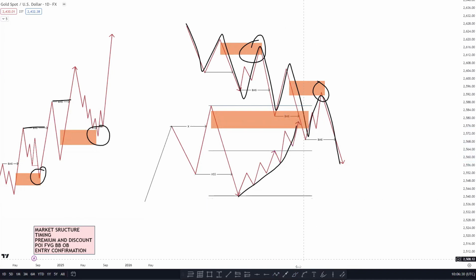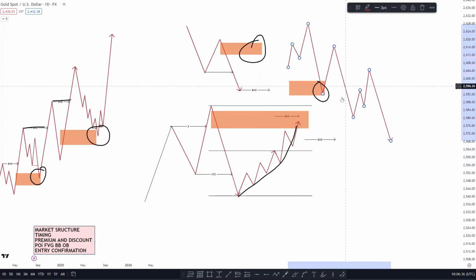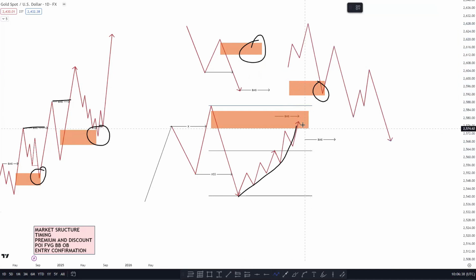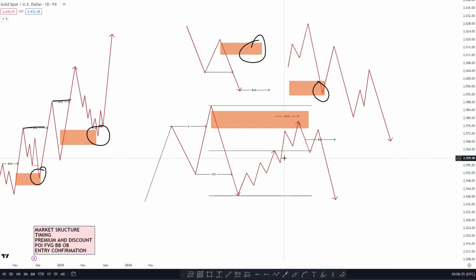We want the smaller time frame to also realign with the higher time frame. What do I mean by that? The smaller time frame has to also give us what? A change in market structure or order flow realignment, then a pullback, then we take our entry to the downside. So this is basically what we are actually looking for. This always happens on the smaller time frame.